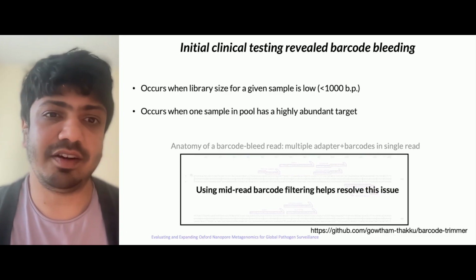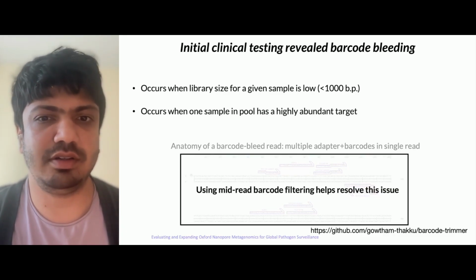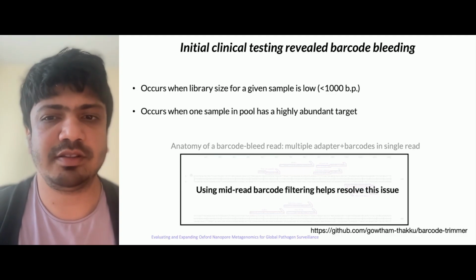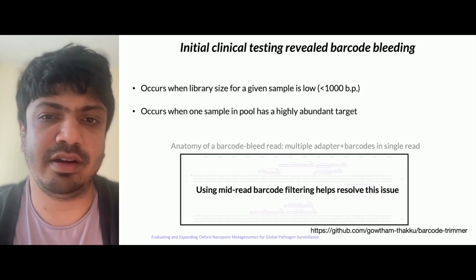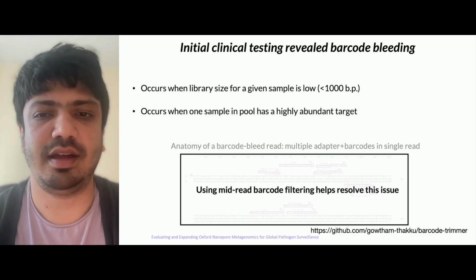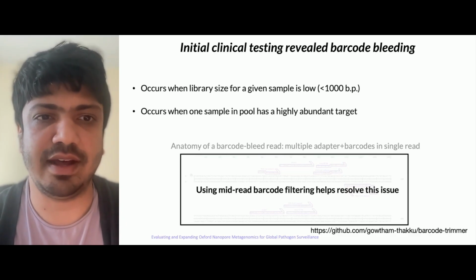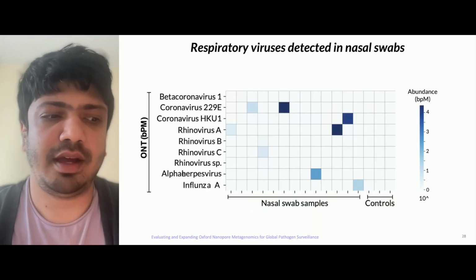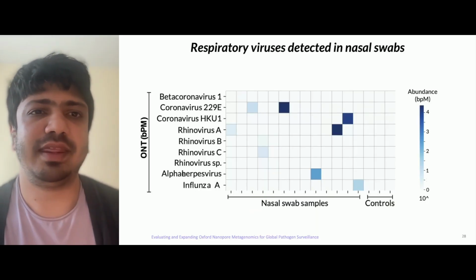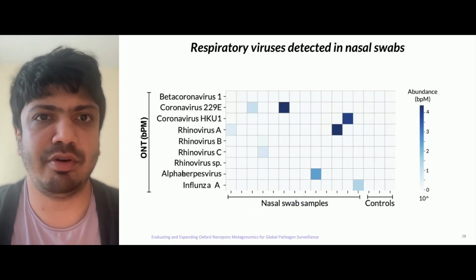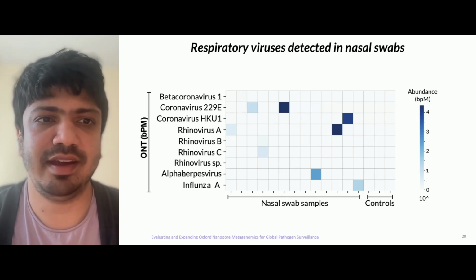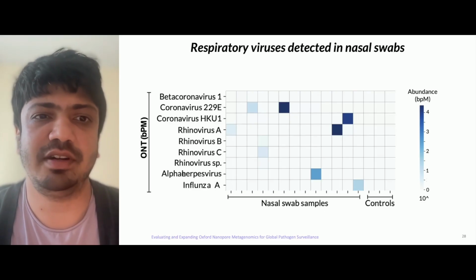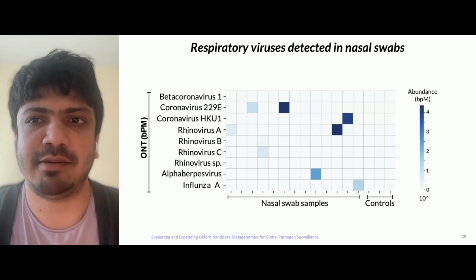I hear that the latest version of MinKNOW is able to do this automatically, but we also wrote a script that helps do this filtering prior to data analysis, and it's available on GitHub. With that, we then went on to test more respiratory samples, and this is just a heat map showing how we were able to identify a range of respiratory viruses across these samples.